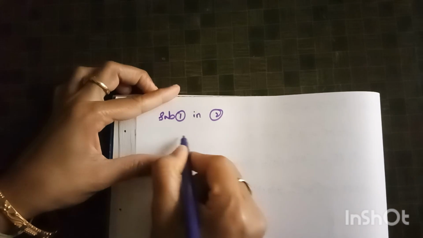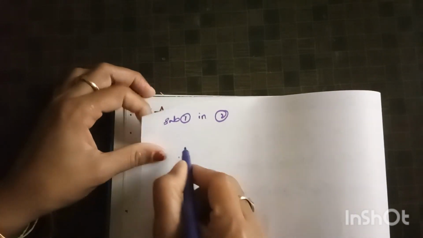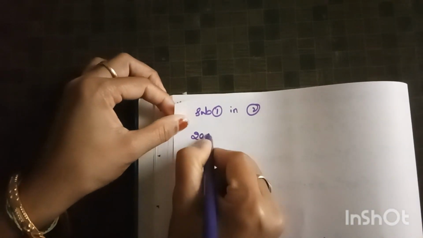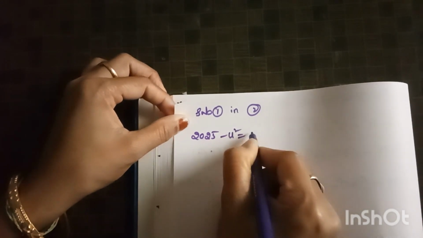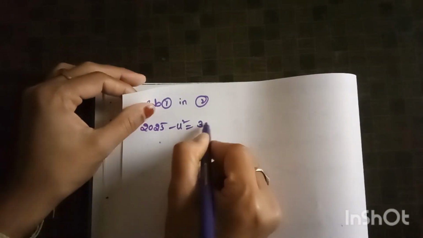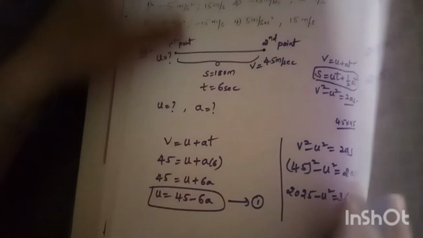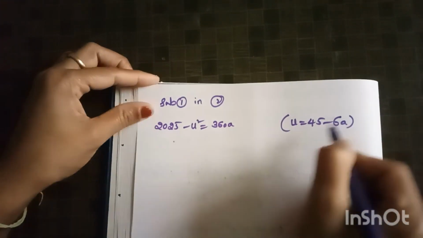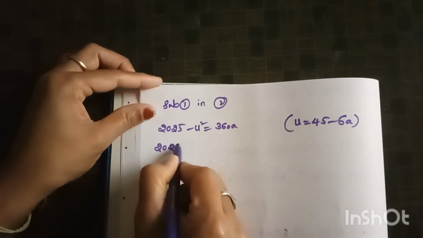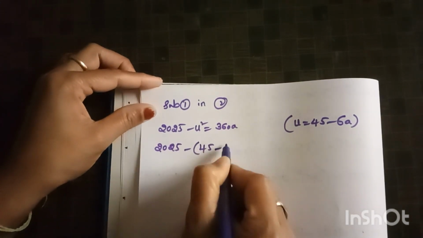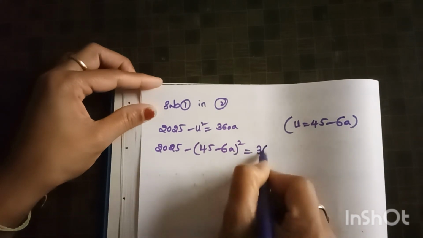What is equation 2? 2025 minus u square is equal to 360a. Equation 1 is u equals 45 minus 6a. So in place of u I am going to substitute (45 minus 6a) whole square is equal to 360a.